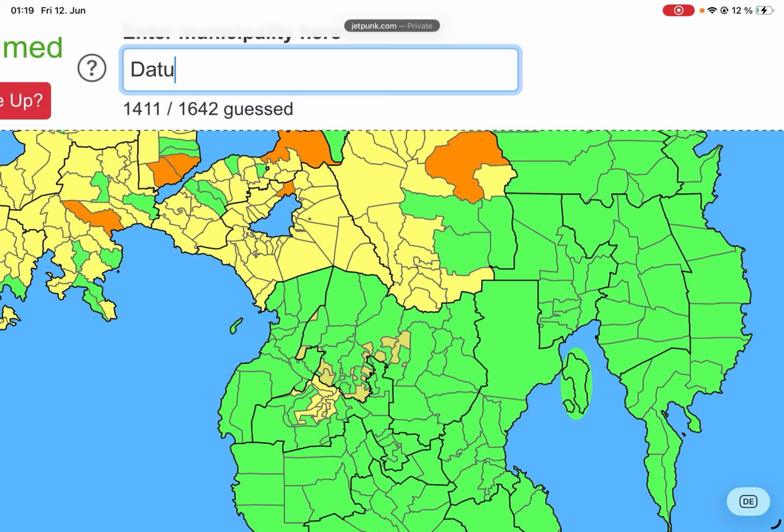Like here we have Datu Angal Mitimbang, we have Datu Unsai, Datu Saudi Ampatuan, we have Sharif Saidona Mustafa, we have Sharif Aguak, we have Mama Sapano, Datu Salibo, and Datu Piang. Boom. You can imagine how long it took to even just memorize this one province.